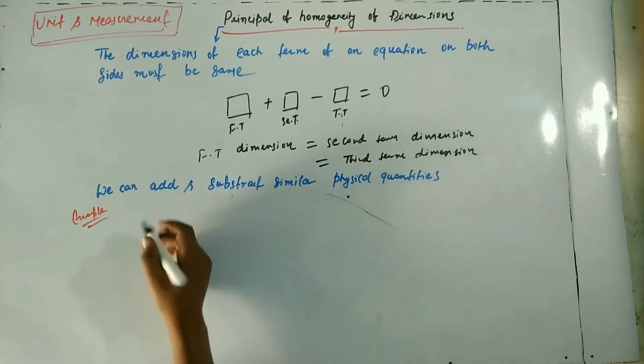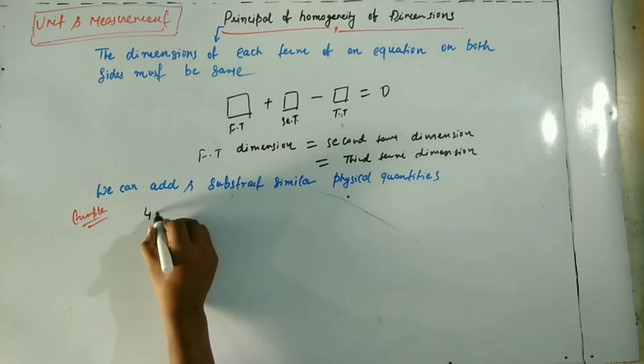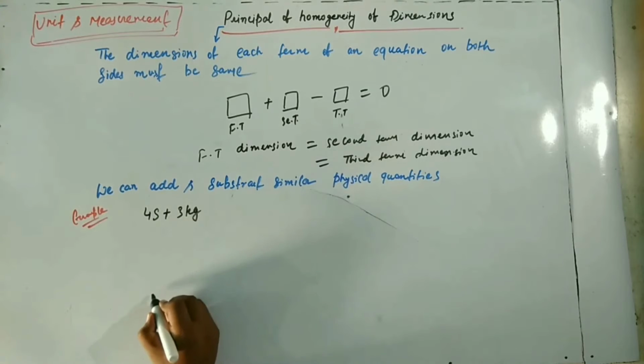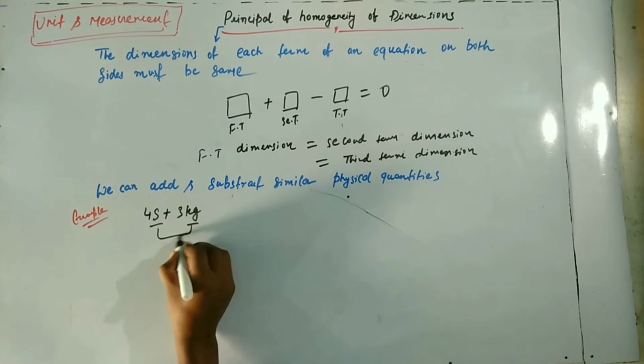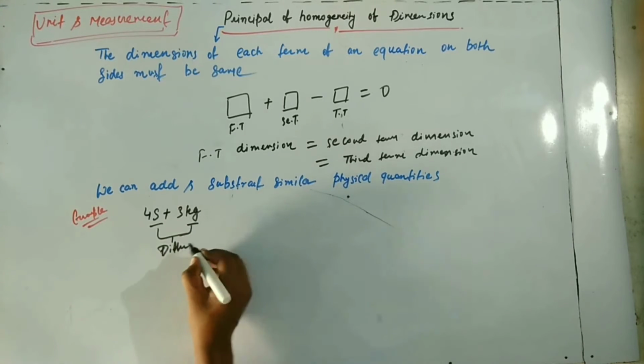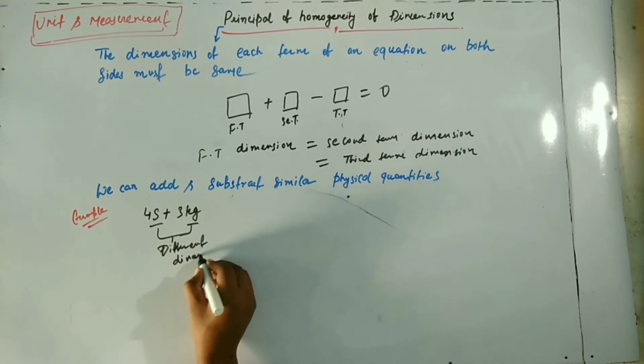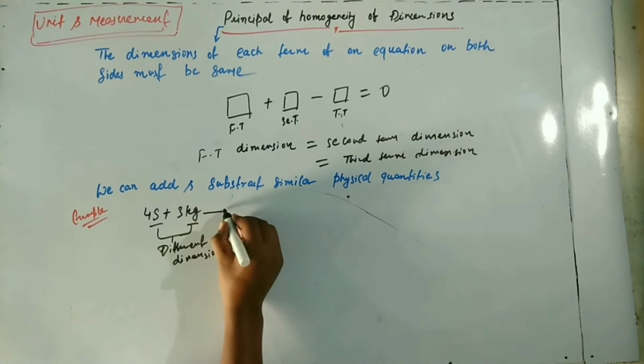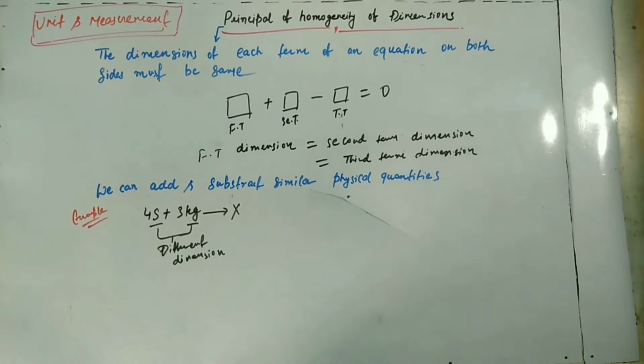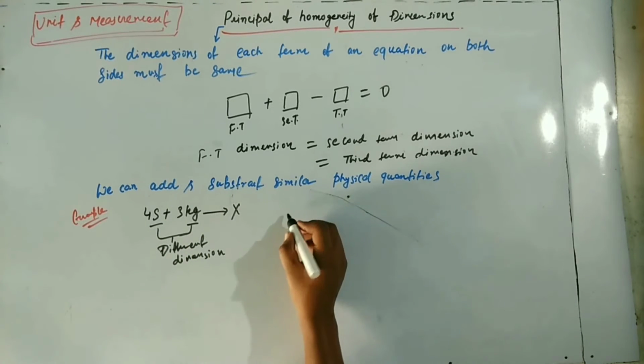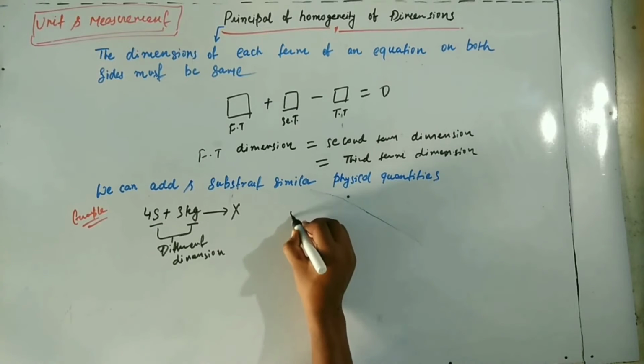For example, if we take 4 s plus 3 kg, where s is second and kg is kilogram, s and kg have different dimensions. So these two terms can't be added, so this equation is wrong.